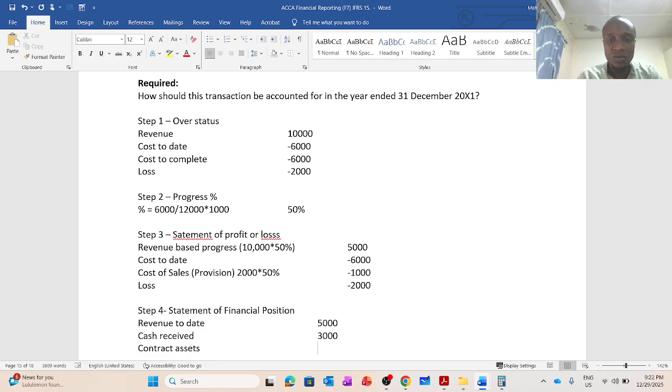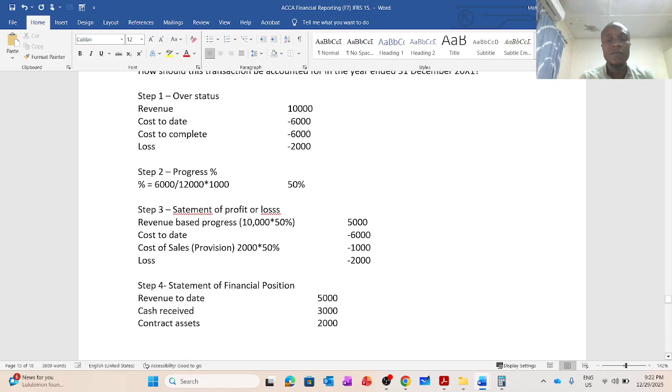There's a contract asset of 2,000. Very clear. Also, we need to know we have recognized an onerous contract, a provision of 1,000. So there is still an outstanding provision of 1,000. So now what we are going to do, we need to credit the liability amount of 1,000. Very simple. So basically, this is the concept of IFRS 15.